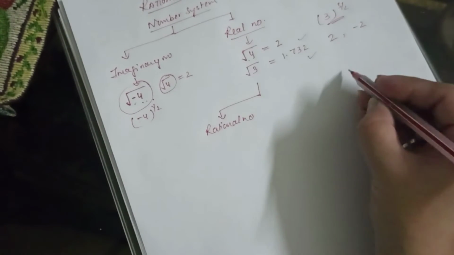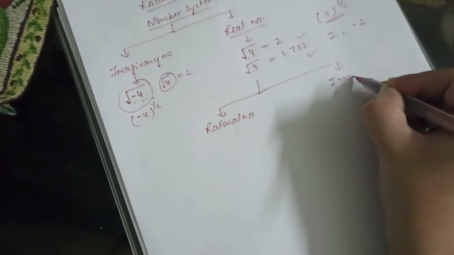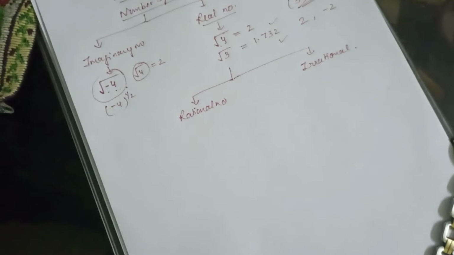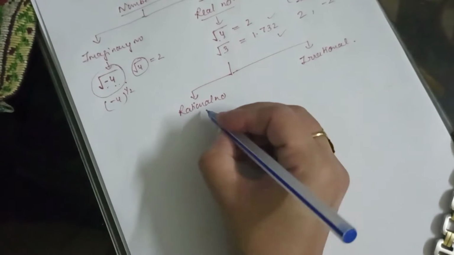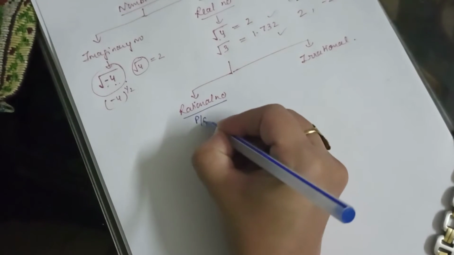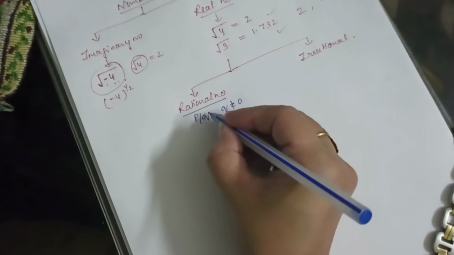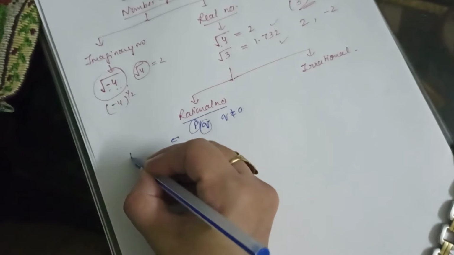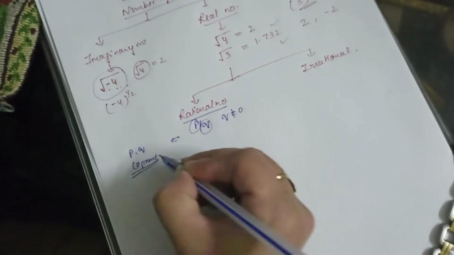Okay, now we can divide these real numbers further into rational numbers and irrational numbers. ठीक है, the real axis is there and this real axis is divided into rational and irrational numbers. Rational numbers are those which are easily represented in p by q form, where q is not equal to 0, and p and q are co-prime numbers. Co-prime means there is no common factor between them.